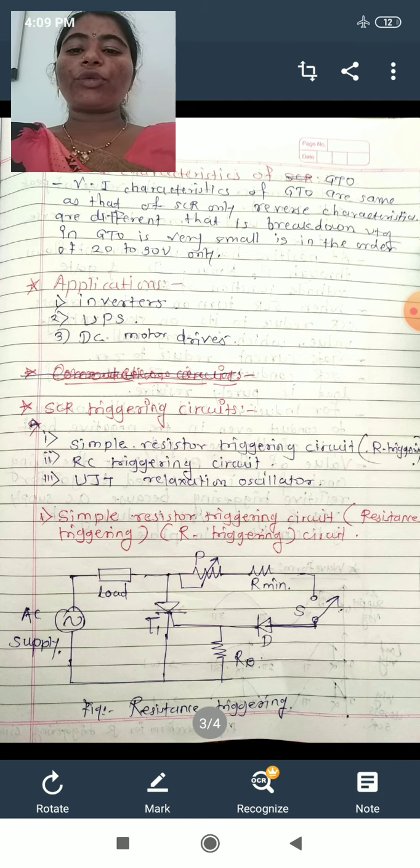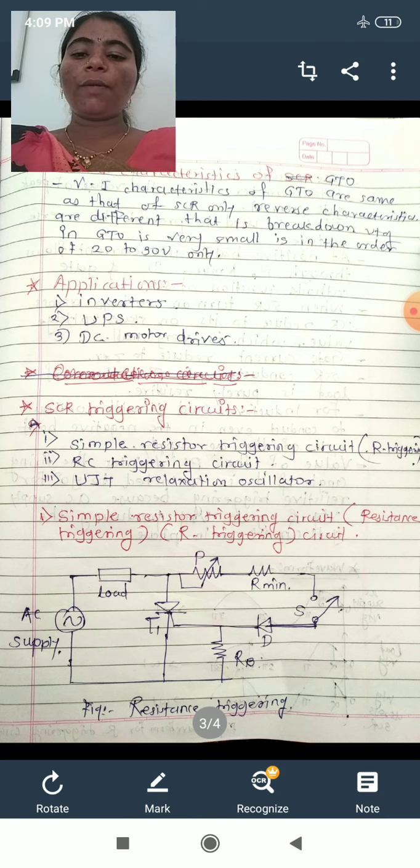Next point we have to learn is the SCR triggering circuit. We have to learn three types of triggering circuit basically. First triggering circuit is the simple resistor triggering circuit. It is also called an R triggering circuit, or a resistor triggering circuit. Second is the RC triggering circuit. Then third is the UJT, that is unijunction transistor relaxation oscillator circuit, used to trigger the SCR. See one by one. First is the simple resistor triggering circuit, also called a resistor triggering circuit or R triggering circuit.